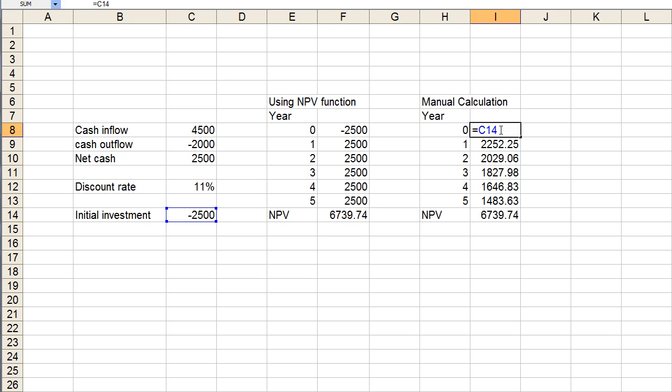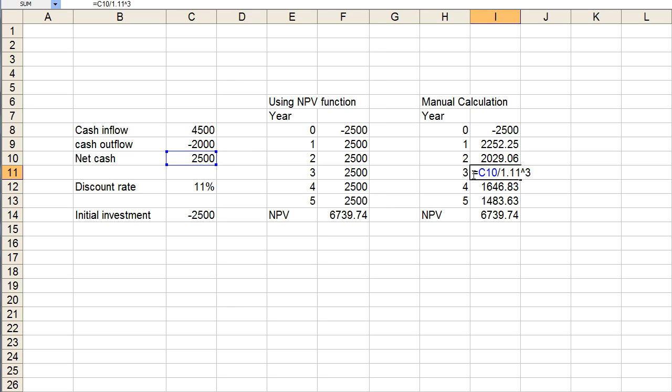So the initial investment is still cell C14, which is this one over here. However, this time I have manually put in each formula here for the discounted cash flow. If I double click in there, we have C10, which is this one right here, the $2,500 net cash inflow divided by 1.11. Next one down, the same cash flow divided by 1.11 squared.